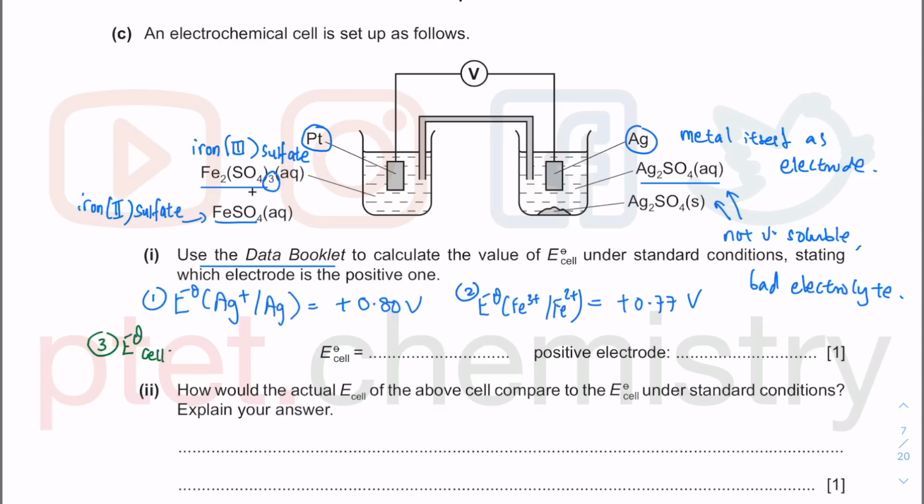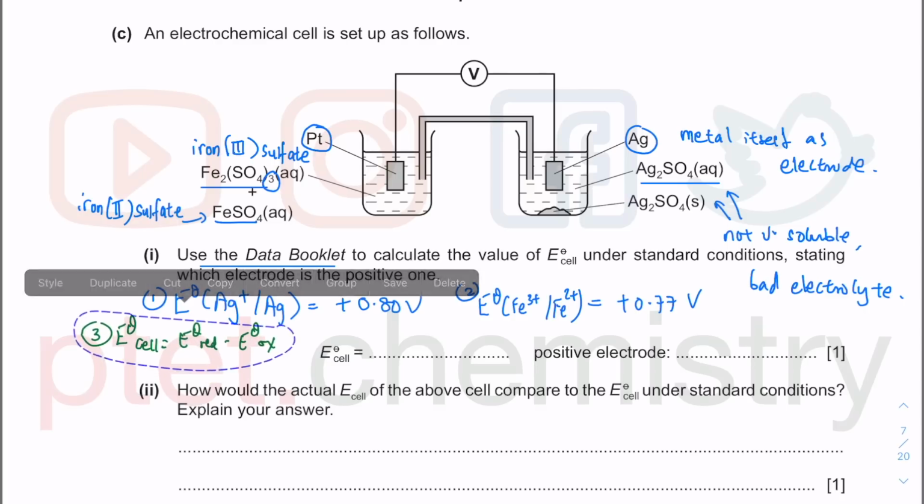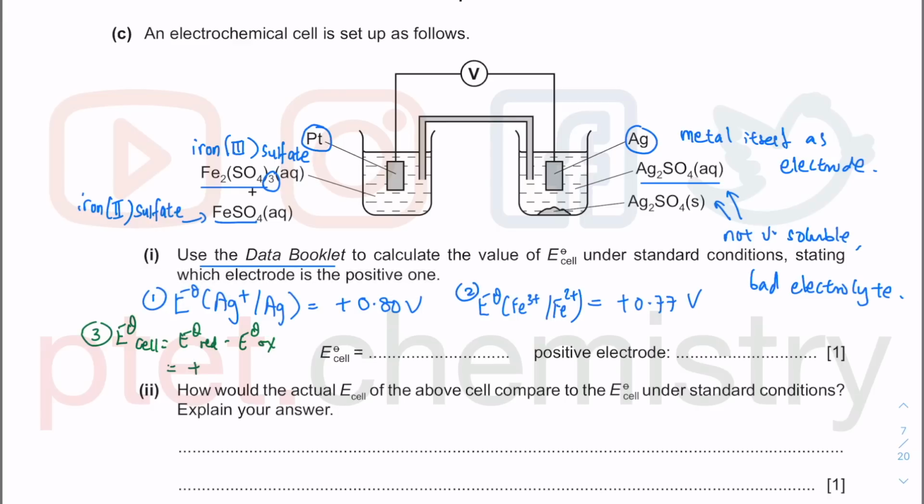So E cell is going to be the E red minus the E ox. The more positive value is going to be the silver system. So that is plus 0.80 minus plus 0.77. What you're going to get is something positive because the more positive value favors reduction and the less positive value favors oxidation. So I get that as plus 0.03 volt.